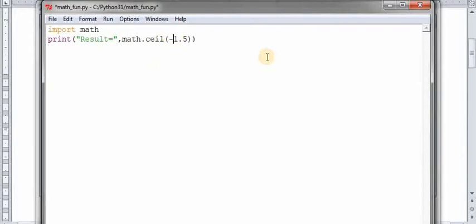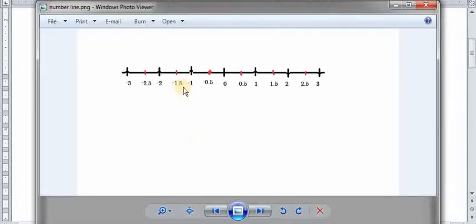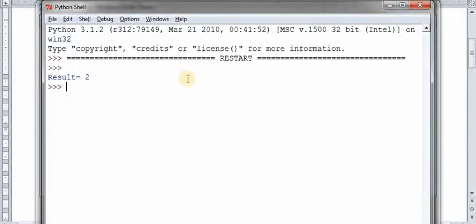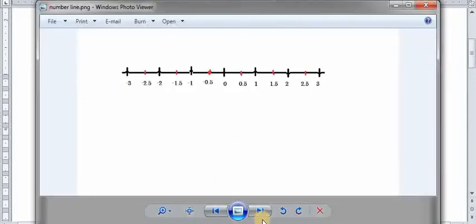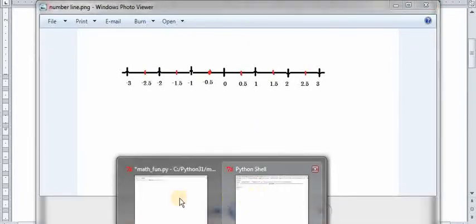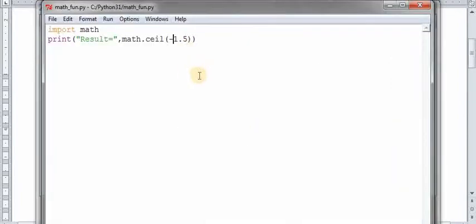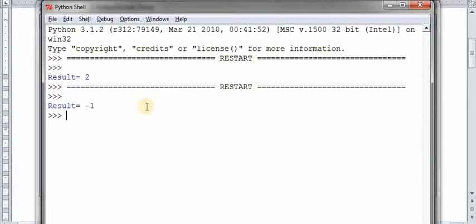Now take a negative value, minus 1.5. So guess what will be the return? Check on the number line. Now minus 1.5. You should remember that the ceil function always returns the right hand side value. So it will return minus 1, not minus 2, because minus 2 is smaller than minus 1.5. Let's check it, save it and run it. So it will return minus 1.